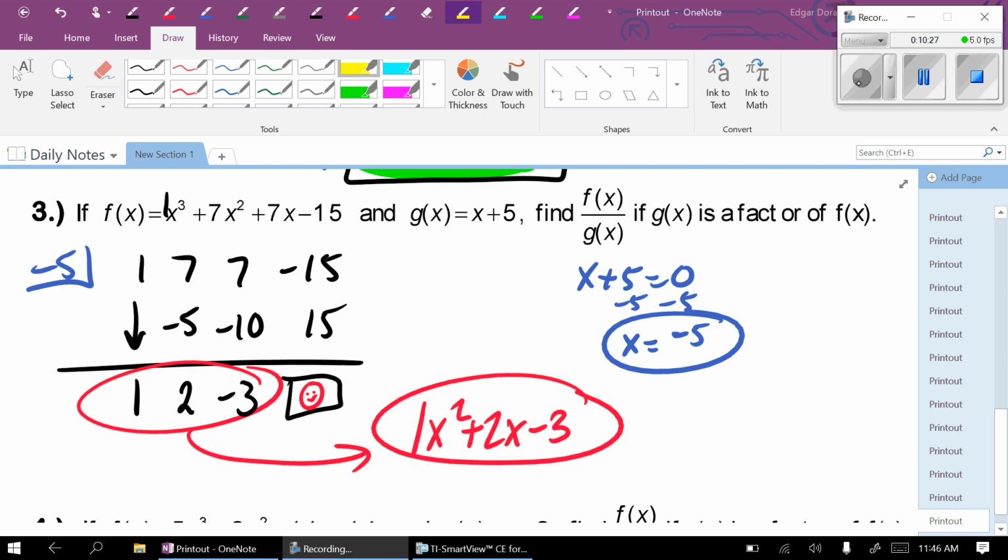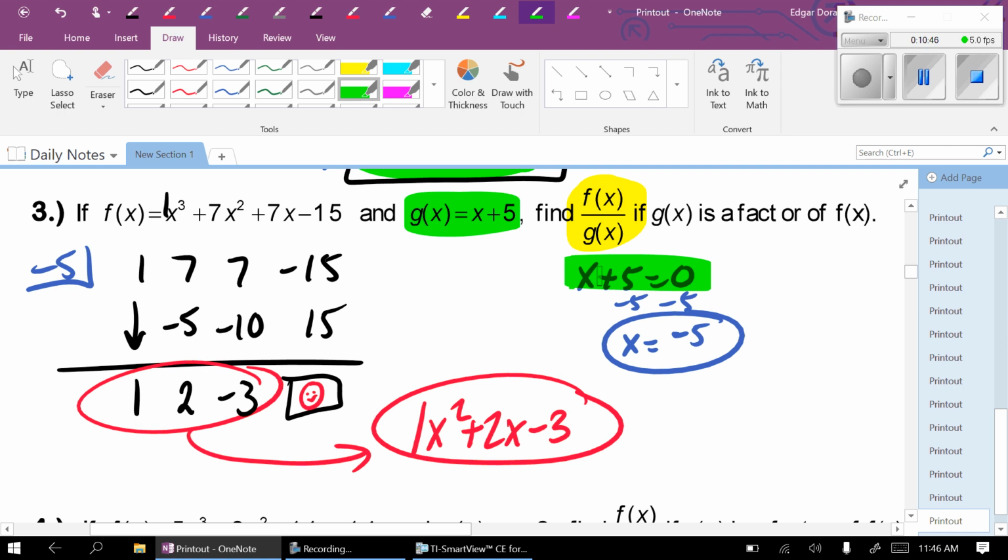Okay, guys, so here it is. Here is the final answer that I got for this next problem. I got 1x squared plus 2x minus 3 after I did my division of f of x divided by g of x. Now, how did I get there? Well, once again, let's go ahead and talk about that, guys. So here we go. We are dividing by g of x, so g of x has to be set equal to 0. So I did that, and I got x equals -5, which ended up turning into my box number.